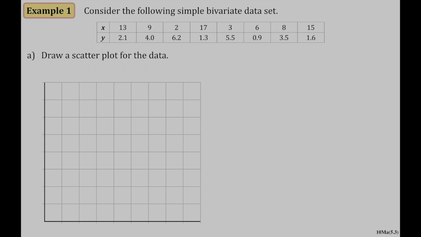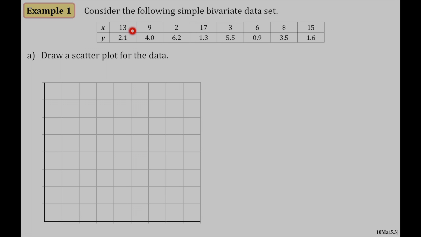So let's look at an example here. Now, in order to do this example, we're going to have to plot different things. Now, we're comparing x against y. Doesn't matter what x represents and y represents, we're comparing them. So we need an x-axis and a y-axis. And we need to label them.